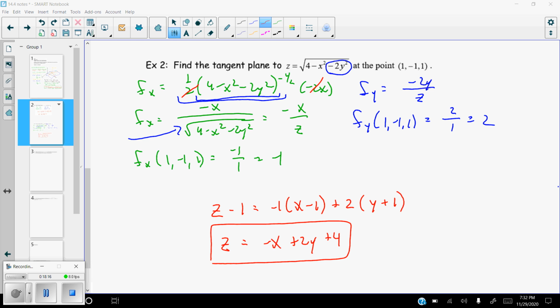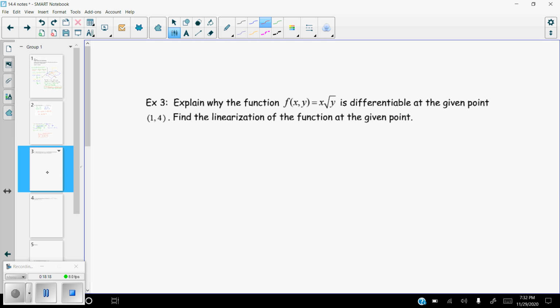Okay, so I think we're going to do 2 more examples in this video. It'll be a slightly longer video, but then we'll finish it up with a shorter differential video. So number 3, explain why the function f of x, y is x square root of y is differentiable at the given point 1, 4. Find the linearization of the function at the given point.